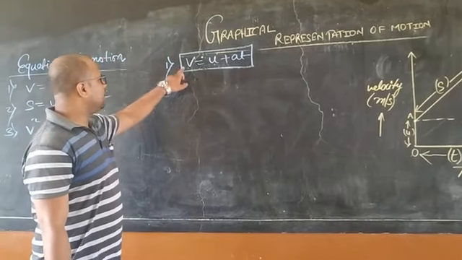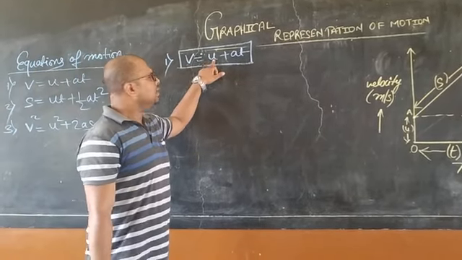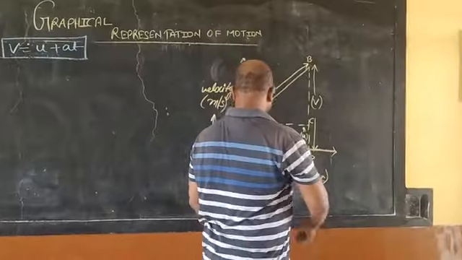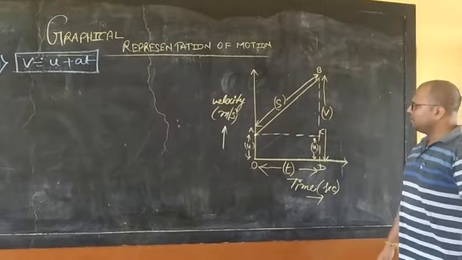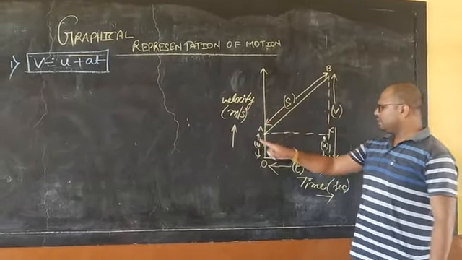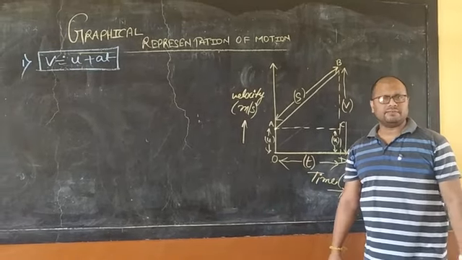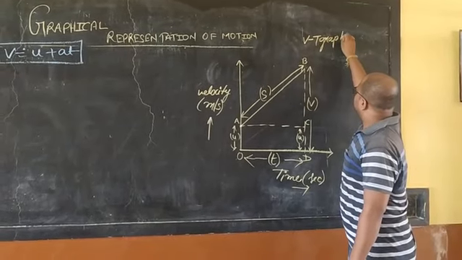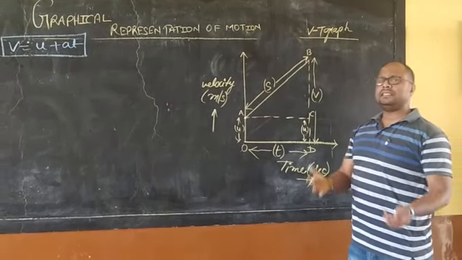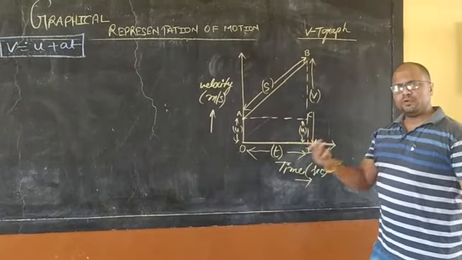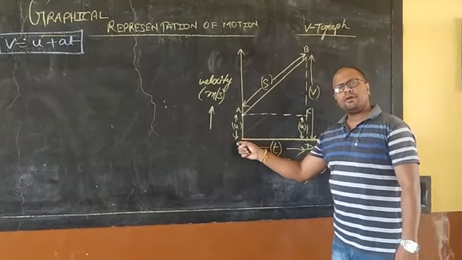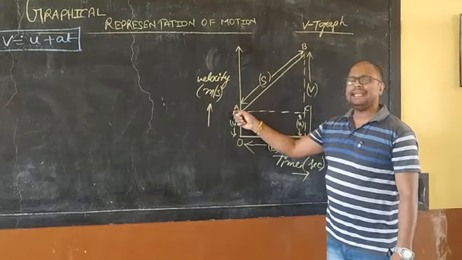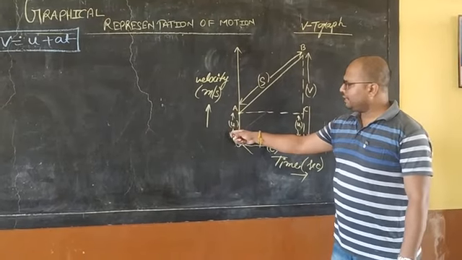The terms you know: V is the final velocity, U is the initial velocity, A is the acceleration of the body, and T is the time taken. In this graph drawn here, I have drawn velocity and time, so you have understood it's a VT graph. Under this VT graph, we have considered a motion of the body. A body is moving. It has started from the origin point, the stationary point, and it has reached point A with initial velocity U.